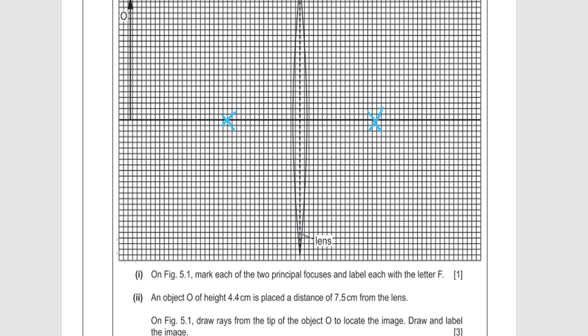The next thing you're going to draw is to continue that ray.